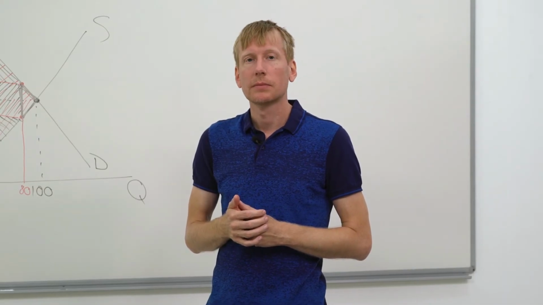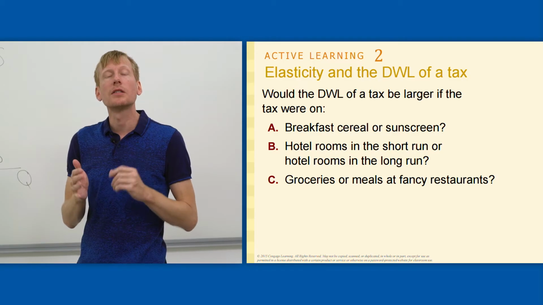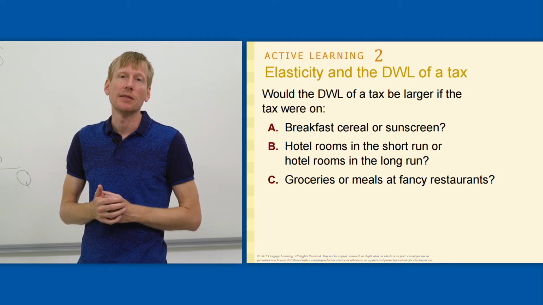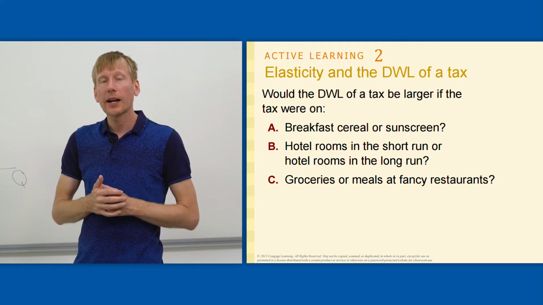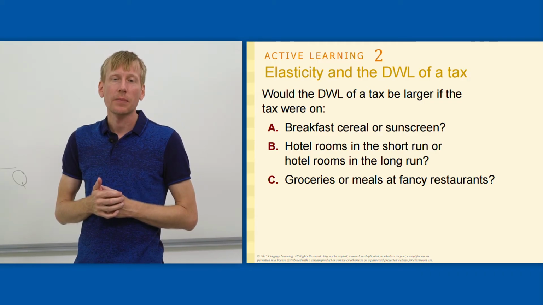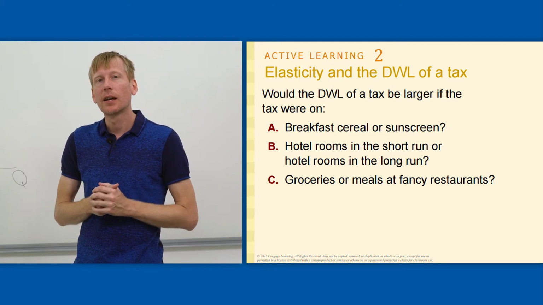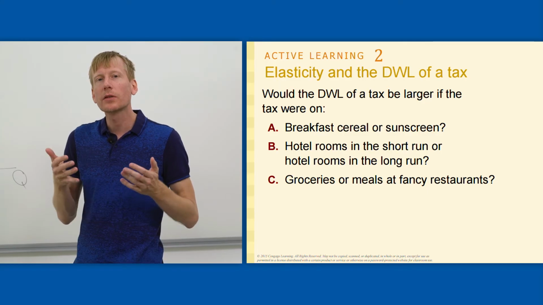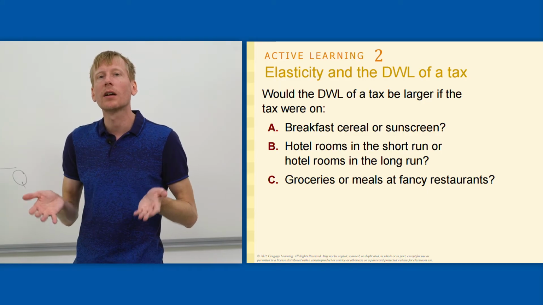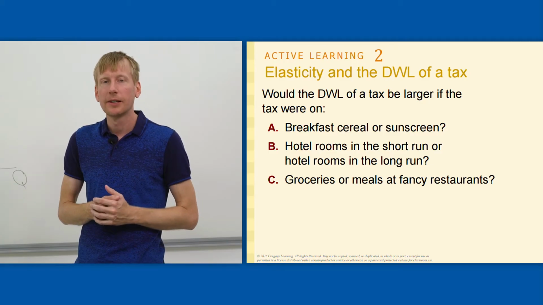Suppose we look at those specific goods that we talked about in the chapter on elasticity, lecture 5. The specific pairs of goods that we used to compare elasticities of demand. Look at breakfast cereal versus sunscreen. Which of those should we tax if we want to create a smaller deadweight loss? A tax on which of those would create a larger deadweight loss?